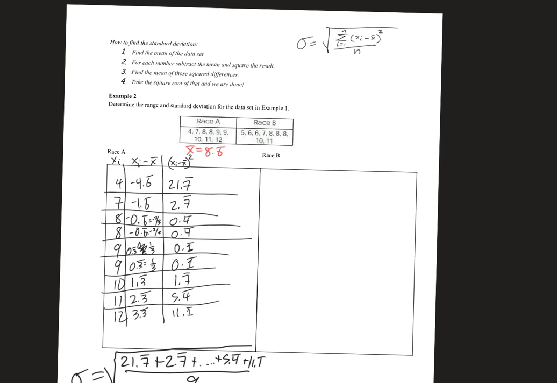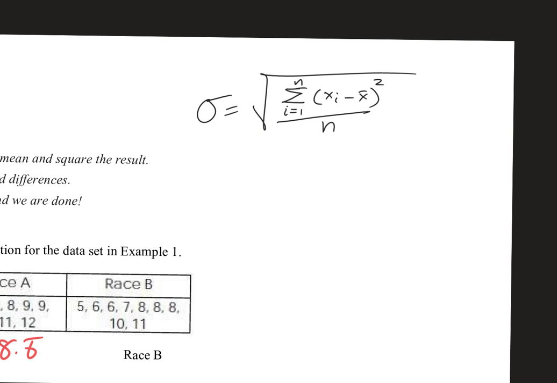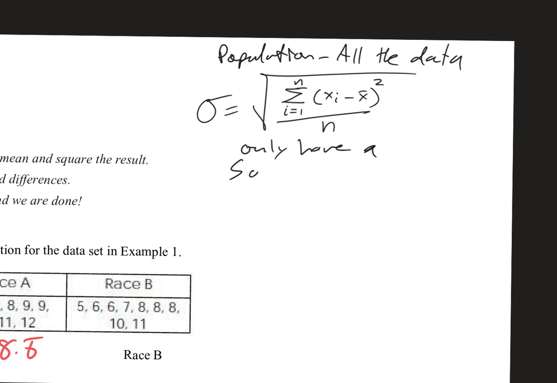But that's the formula. Now, just so you know, this formula right here is for when you have the whole population. So I'm going to write population, or basically when you have all the data. There's another formula that's very similar to this, and this is for when you only have a sample. What that means is, let's say there are actually thousands of races, but I only picked 9 random ones. Well, now I would only have a sample of that amount. And so the formula is slightly different.